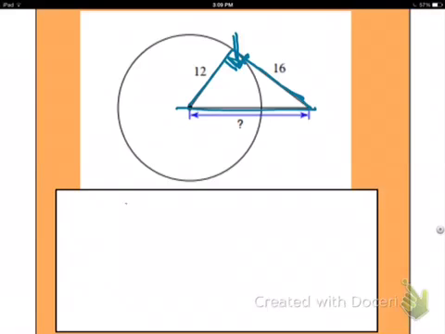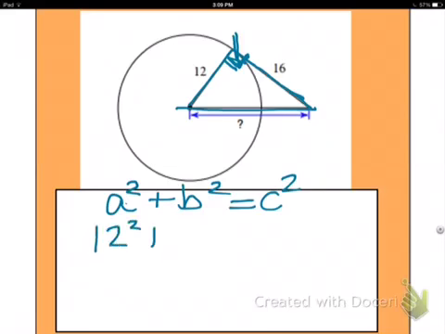So the Pythagorean theorem is a squared plus b squared equals c squared. Now it's very important that a and b are the legs of your right triangle. So I know one leg is 12, so 12 squared. I know the other leg is 16, 16 squared, and that equals c squared, which is going to be my hypotenuse.